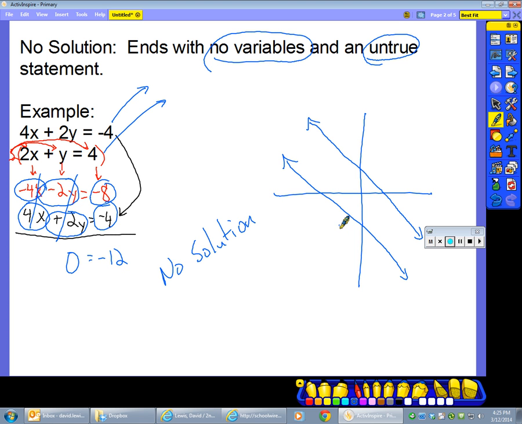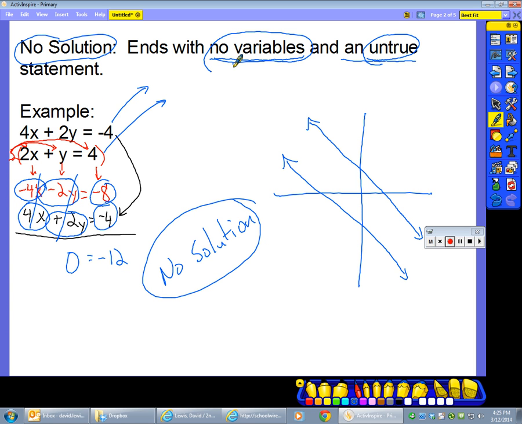They never intersect. That's why this is no solution, because a solution to a system of equations is where the two lines do intersect. But in this case, they never intersect. So that's another reason why it's considered a no solution. There is no way to balance out these equations at the same time. Okay, so here's the key thing. If both variables get eliminated and you have an untrue statement at the very end, 0 equals negative 12, then that means it is no solution.